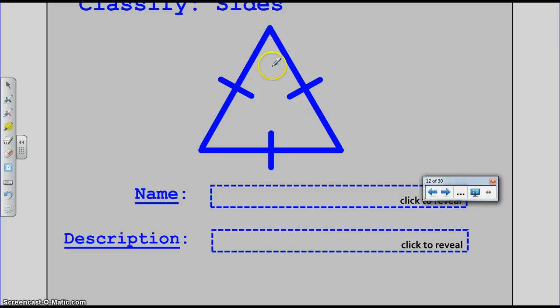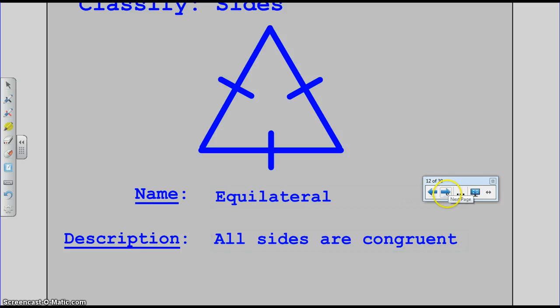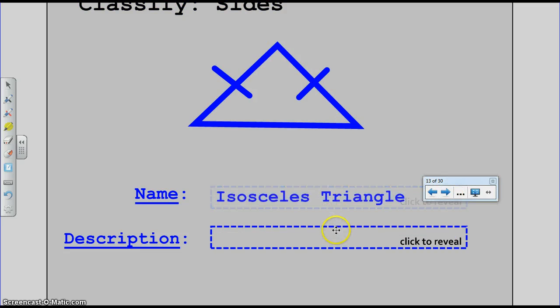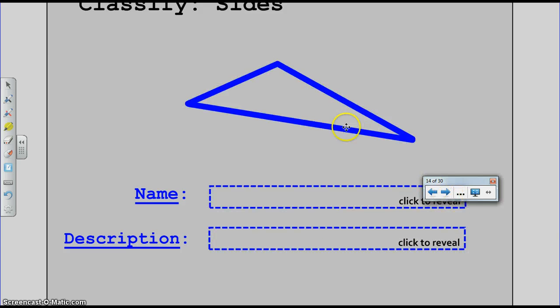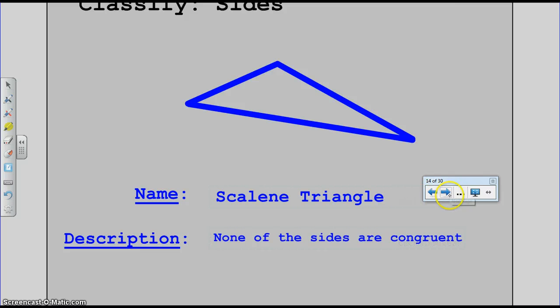This is when I classify by sides. I know all the sides are the same. Therefore, it is equilateral when all the sides are congruent. Here I have two sides the same, so I know it's isosceles. At least two sides are congruent. This one I have no sides congruent, so it is scalene. That's when none of the sides are congruent.